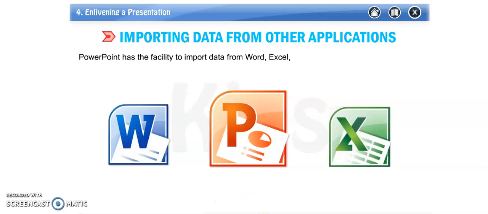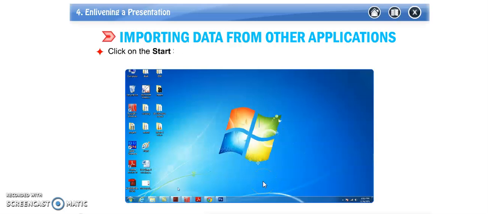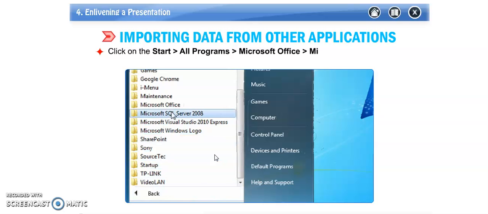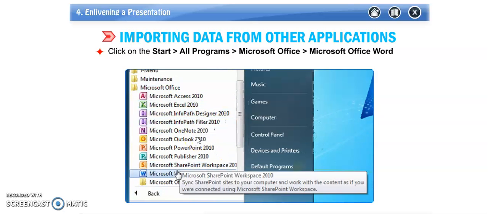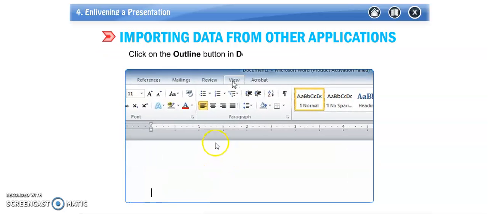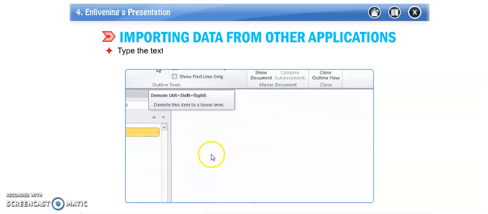PowerPoint has a facility to import data from Word, Excel, etc. Use it in your presentation. Importing data saves your time and effort. Follow the given steps to import data from MS Word. First select Start, then All Programs, then Office, and after that Office Word. Then click on the Outline button in the Document Views group in the View tab.